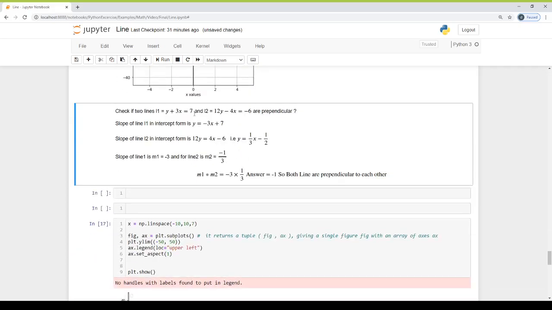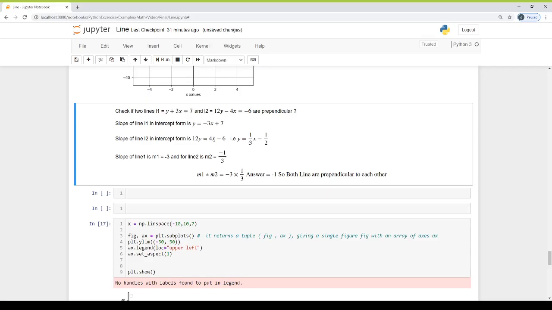Now in the next example we will check if the two lines are perpendicular. For example, y plus 3x is equal to 7, line 1, and line 2 is 12y minus 4x is equal to minus 6. In the slope intercept form, y is equal to minus 3x plus 7 and 12y is equal to 4x minus 6, that is y is equal to 1 by 3x minus 1 by 2. Slope of the line m1 is equal to minus 3 and the slope of the line m2 is equal to 1 by 3.